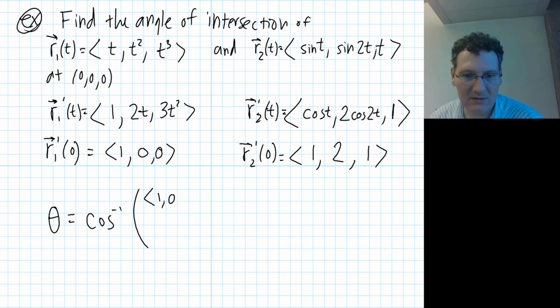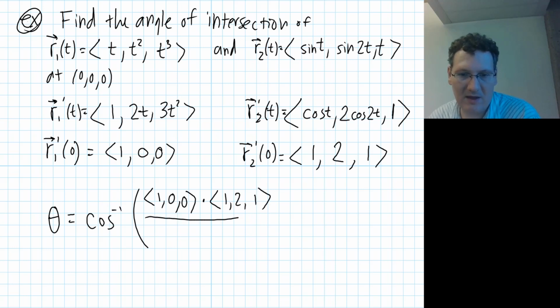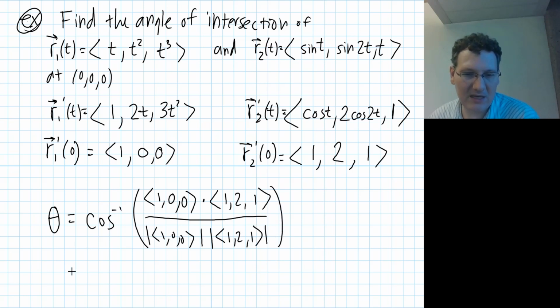So it's (1, 0, 0) dotted with (1, 2, 1) divided by the magnitude of the (1, 0, 0) vector, which you probably already realize is a 1, and the magnitude of the (1, 2, 1) vector. Okay, let's actually evaluate these in another step.